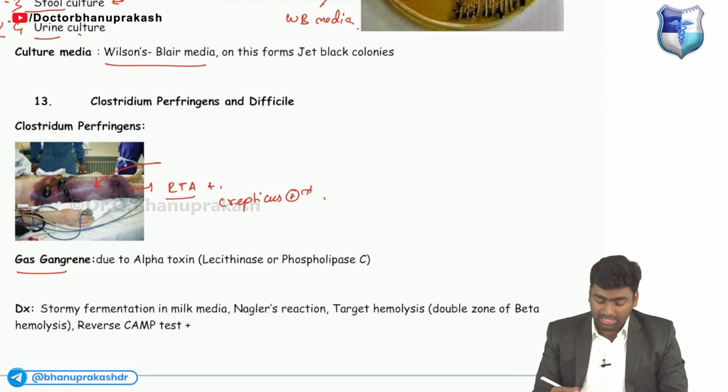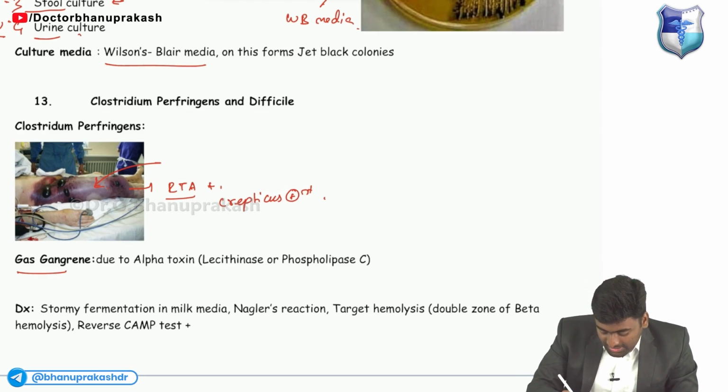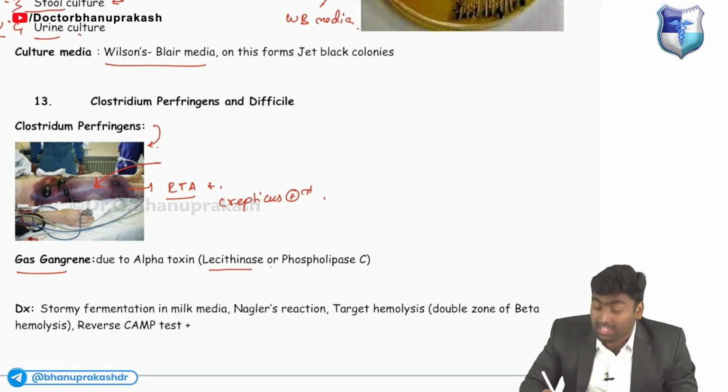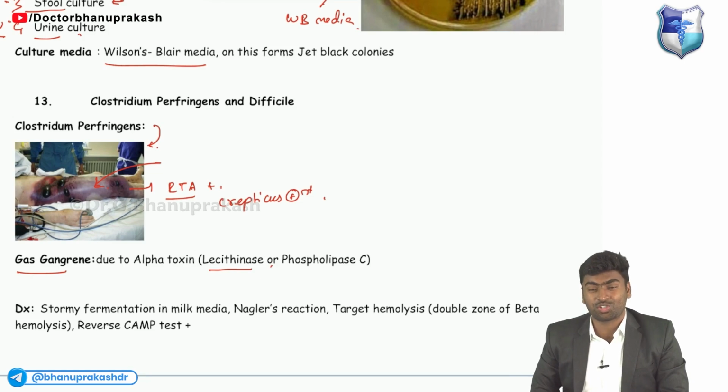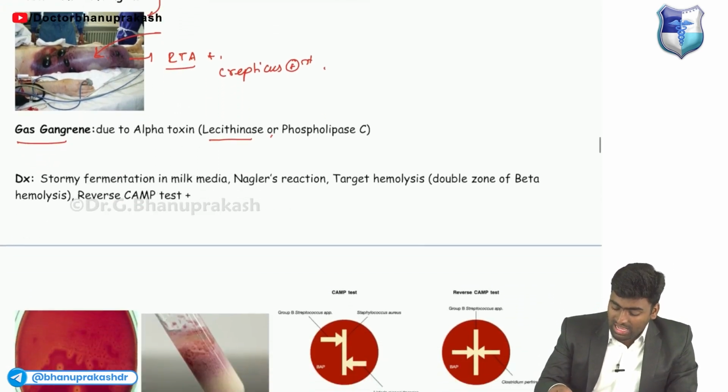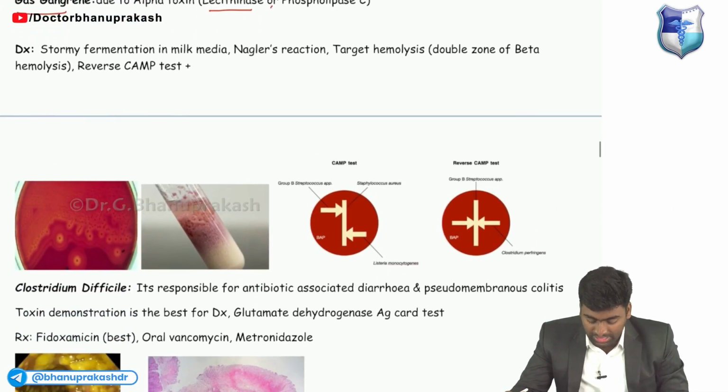And we know this typical case of gas gangrene is caused by Clostridium perfringens, because Clostridium perfringens has an enzyme known as lecithinase, and this lecithinase will digest the tissue and cause this type of necrosis, which is known as gas gangrene. Okay, and Clostridium perfringens will show different types of reactions.